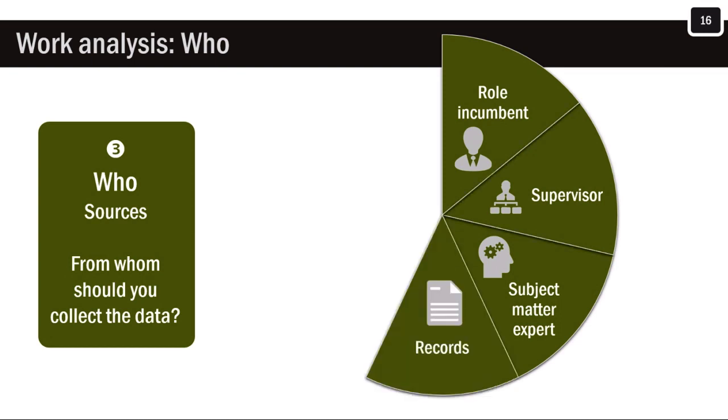The fourth source of data for work analysis is records. What do we mean by records? We mean any relevant organizational information that exists in the documents. This includes obviously any previous job descriptions for this job, if such exists, but also organizational charts, standard operating procedure manuals, employee handbooks, and any other documents that can provide information on the job being analyzed.